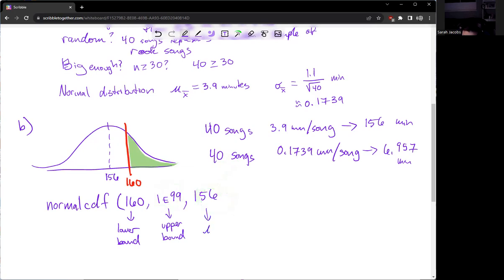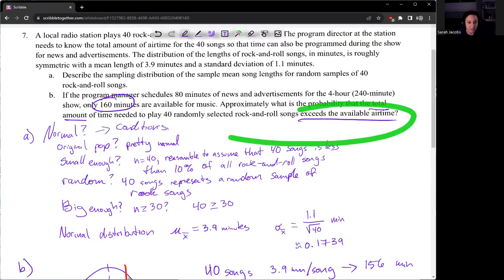Okay. So then for our mean, we're going to put 156. This is our mean of the sampling distribution. And for our standard deviation, we're going to do 6.957. That's our standard deviation of the sampling distribution. And when we pop all that into normal CDF, we get 160, 1 times 10 to the 99th, 156, and 6.957. We get that there's about a 28% chance that we will exceed the available airtime.